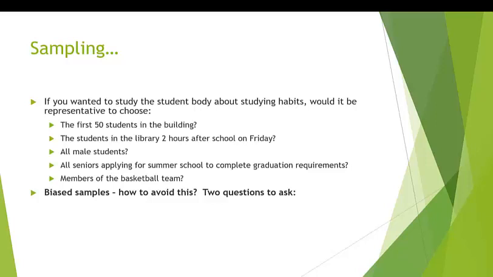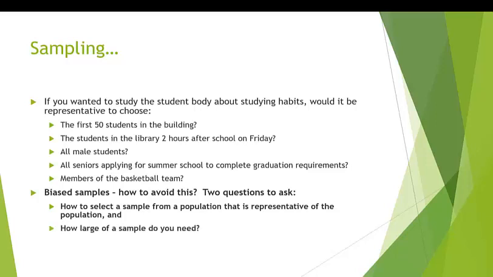All male students has nothing to do with being studious. It's just simply would be inferring that men are more studious than women, and so we're not going to study women. So anyway, you get the point. These are biased samples. So how do we avoid getting these biased samples? We have to ask ourselves two questions. Number one, how do we select a sample from the population that is representative of the population? Okay, very important concept. A representative sample of our entire population. And number two, how big does it have to be?